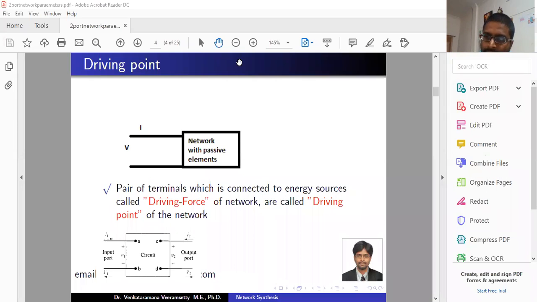That excitation is called the driving force. That's it. I hope you understand driving point.